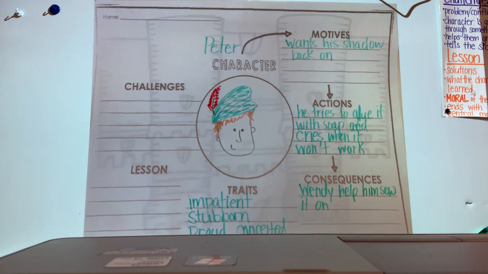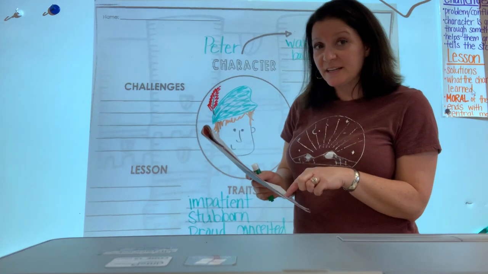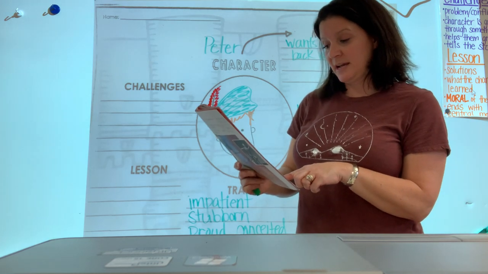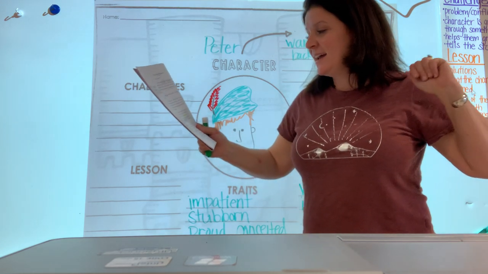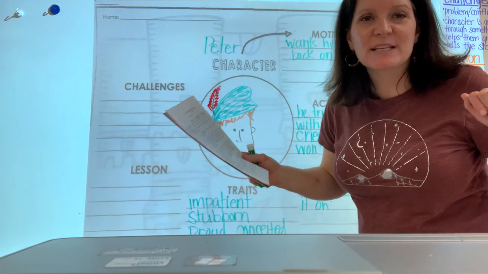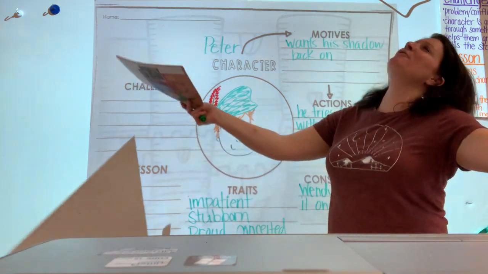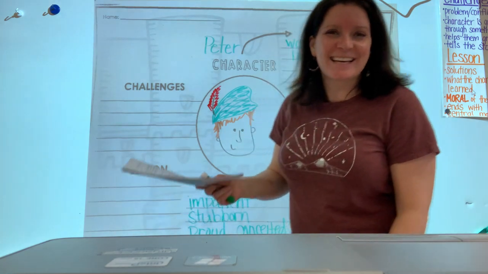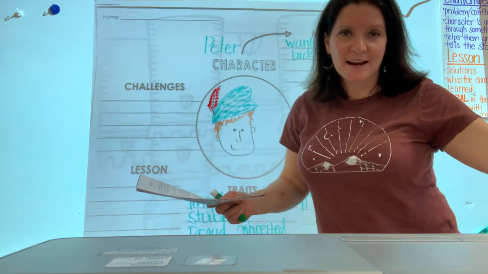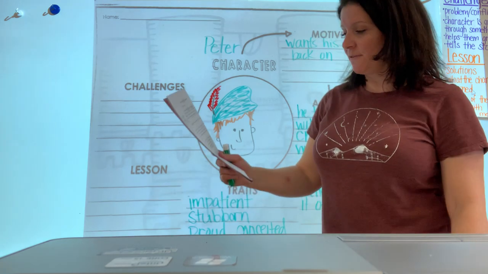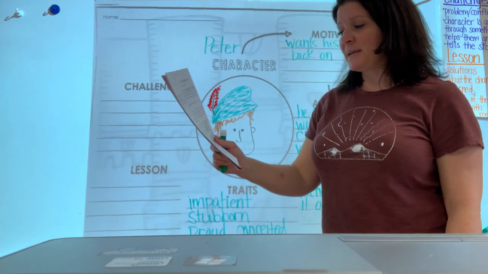When I go back to the text, his words reveal a lot about his character. He says, "How clever am I?" He crowed rapturously. That would mean like, "How clever am I?" Just like that. He's just so caught up in himself and his shadow being back on, even though he didn't do it himself. "Oh, the cleverness of me."